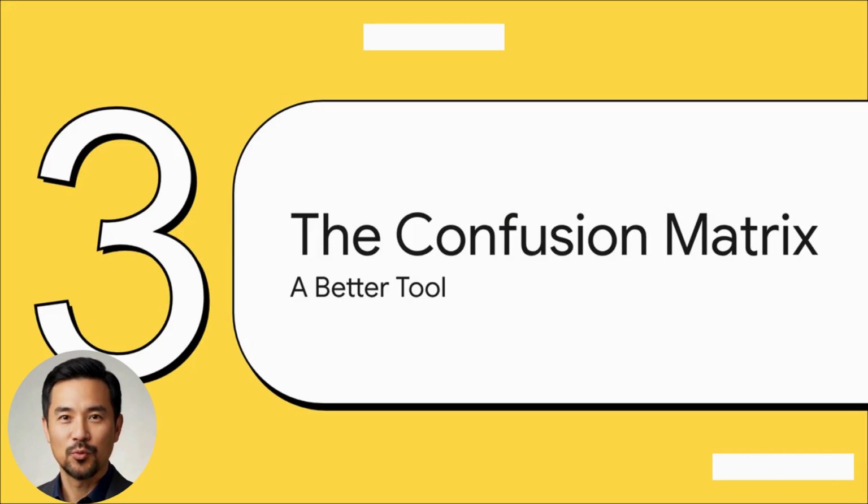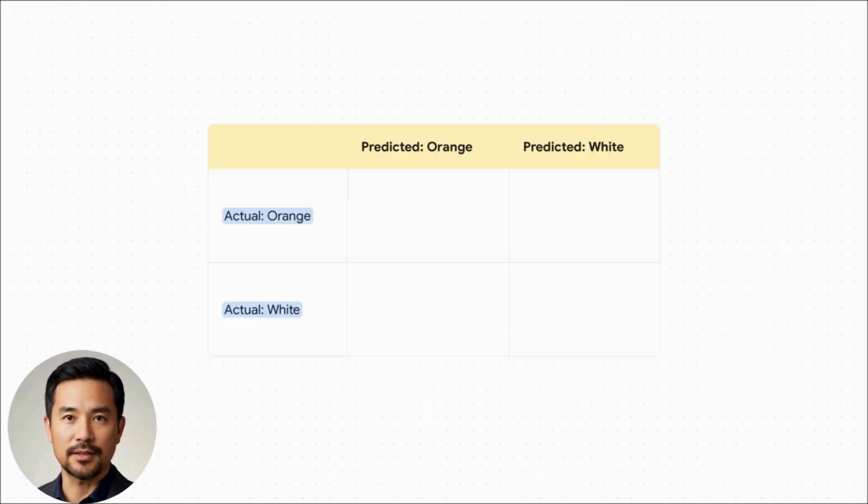So if accuracy can lie to us, how do we get the real story? We need a better tool. We need something that shows us not just if a prediction was right, but how it was right or wrong. And for that, let's bring in the confusion matrix. Now don't let the name scare you. A confusion matrix is just a simple little grid that organizes our predictions. It compares what the model predicted against what was actually true, and it sorts every single prediction into one of four boxes. This helps us see exactly where the model is succeeding, and, maybe more importantly, where it's getting confused.